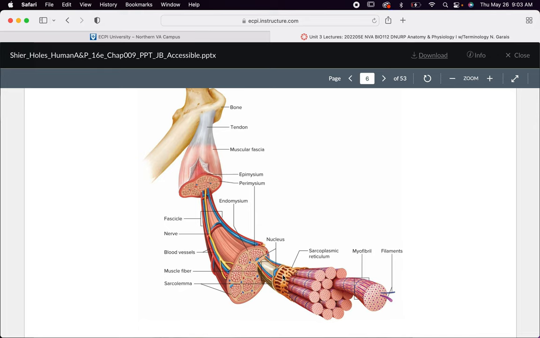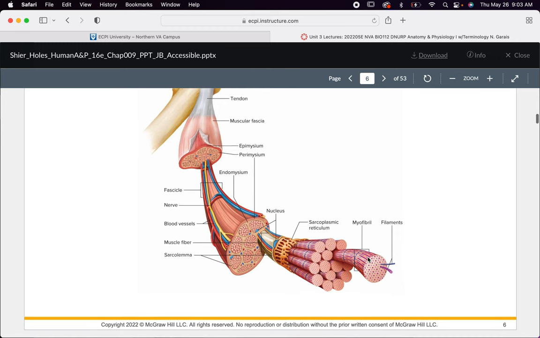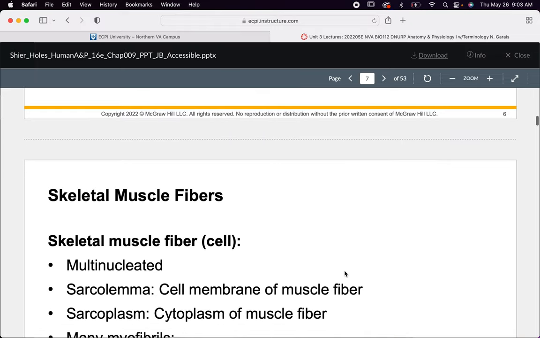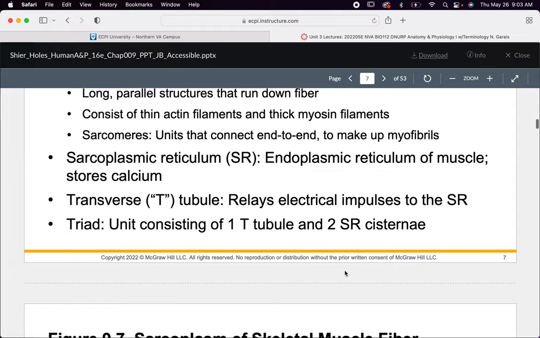You also have here the sarcoplasmic reticulum, which we talked about. It stores calcium when we don't need it and releases calcium when we need it. And of course, the myofibril, the actual muscle fiber, and it has filaments. And we're going to see another picture that's even smaller.